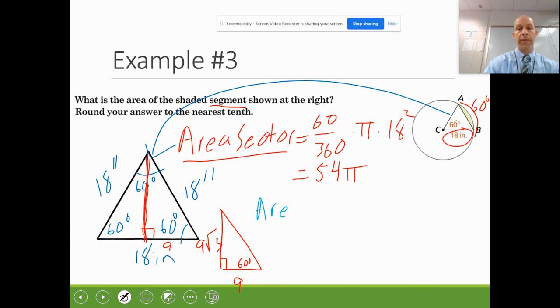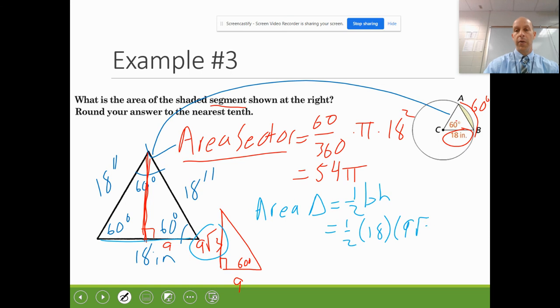Okay, so let's find the area of the triangle, which remember is 1/2 base times height. That is equal to 1/2. Our base length here is 18, and our height, we just found, is 9 square root of 3. I can do that in my head. 18 divided by 2 is 9. 9 times 9 is 81. So this is 81 square root of 3.